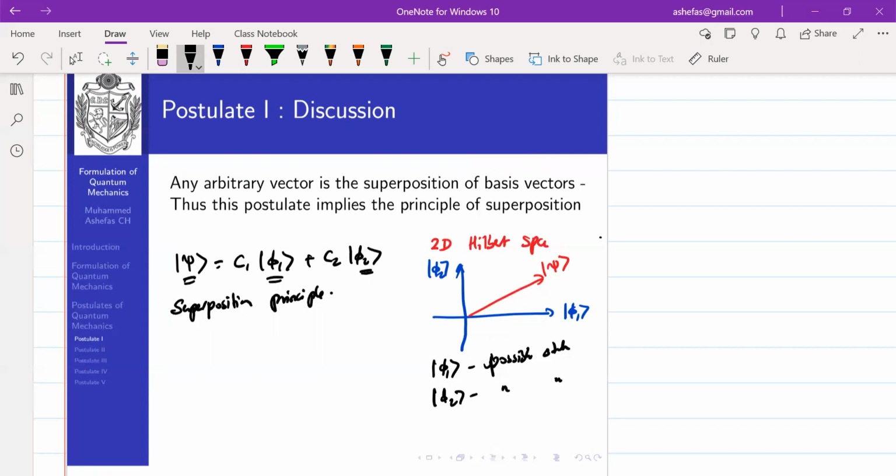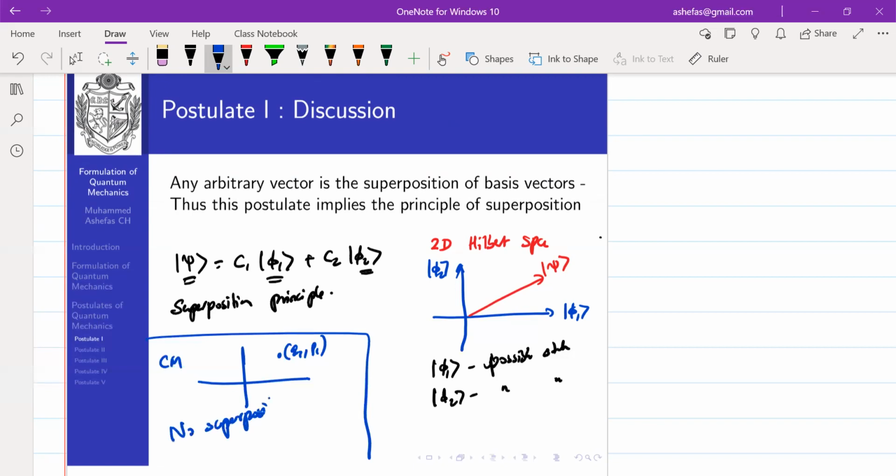And there is no such superposition principle in classical mechanics. If you look at classical mechanics, the state is just a point in the phase space. So if you add two states, that will not give a possible state. So in classical mechanics, there is no superposition principle. But you might have a confusion: in classical mechanics we are dealing with waves, and for waves we use the superposition principle.